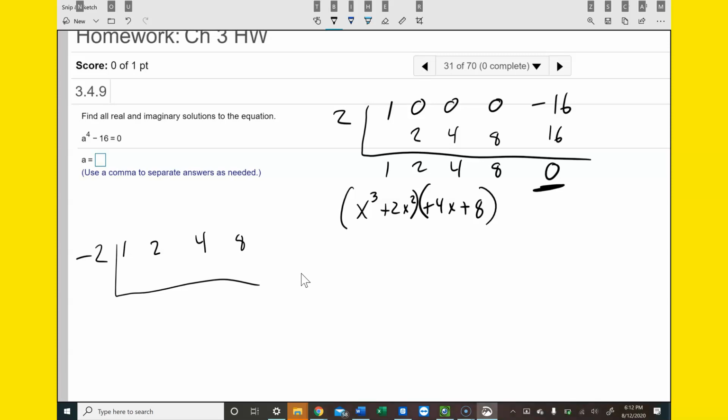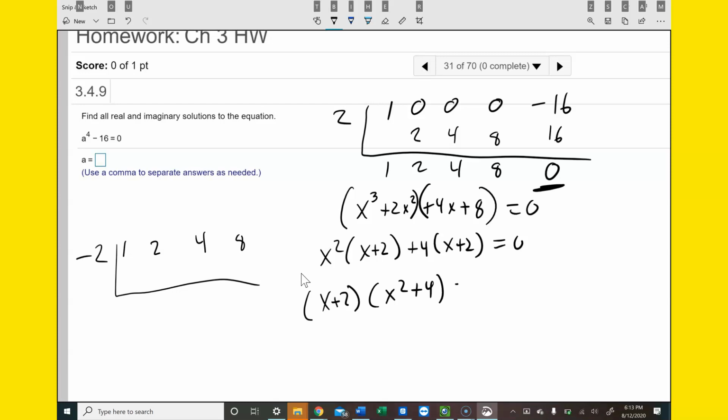So factor out the GCF from the first group, that's an x squared, and that leaves me with x plus 2. Factor out the GCF from the second group, that's going to be a 4. That leaves me with x plus 2. And see, factor by grouping has to have these two parentheses become the same thing in order to work. And they do. So then I factor out that x plus 2, and it leaves me with x squared plus 4. And so then I get x equals -2 from that one. I've already got the positive 2.